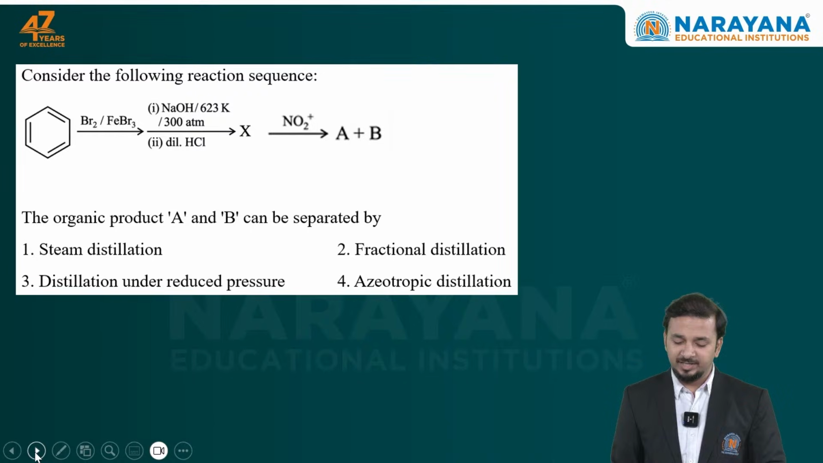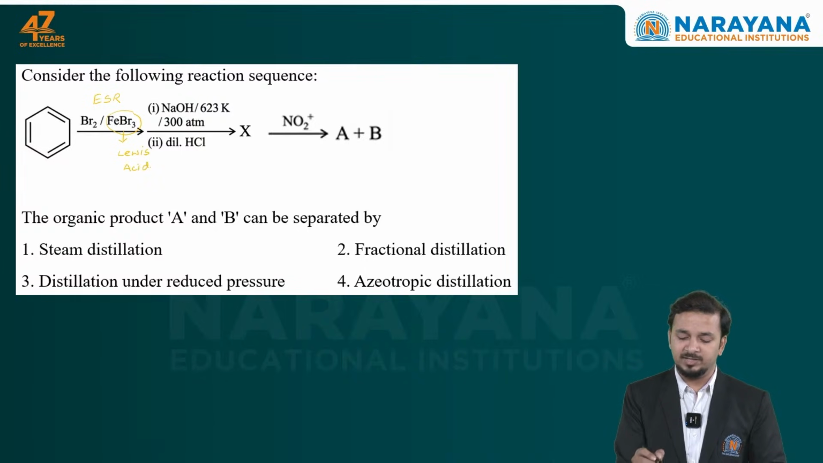So we have benzene. Benzene is treated with Br2 FeBr3. We know benzene with Br2 and FeBr3 is electrophilic substitution reaction. This FeBr3 is our Lewis acid, and the role of Lewis acid is to generate electrophile. So the electrophile which will be generated in this case is Br positive, which means benzene, when treated with Br positive, then the product which will be obtained, that will be bromobenzene.